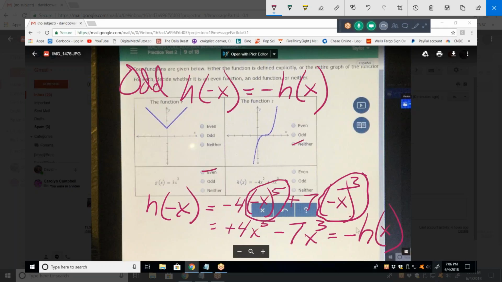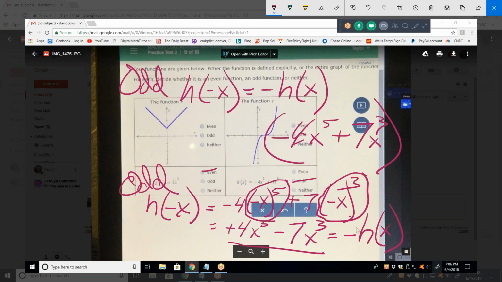Well, notice that I can factor a negative sign out of there, and I get minus 4x to the 5th plus 7x cubed. And that's what I started with. In other words, h of negative x equals negative h of x. This is odd. And that's always the best way to tell.